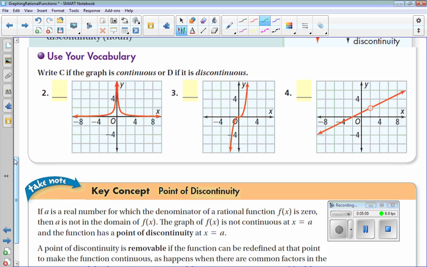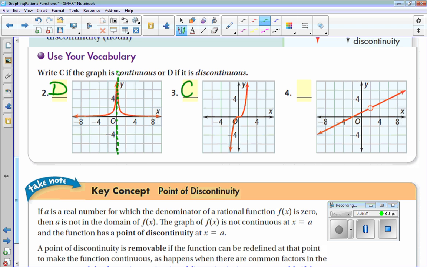Because you have to lift up your pencil, right? So there is that asymptote right in the middle. It's not drawn, but you can kind of imagine that being an asymptote there. So it is a discontinuous function. Good. How about number 3, Kimberly? What do you think? Yeah, I don't have to lift up my pencil.